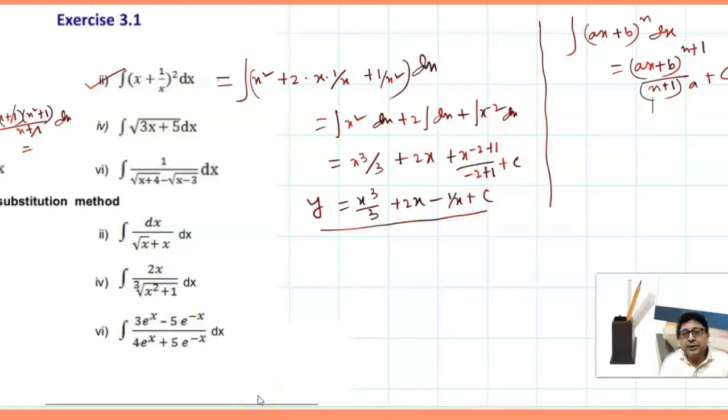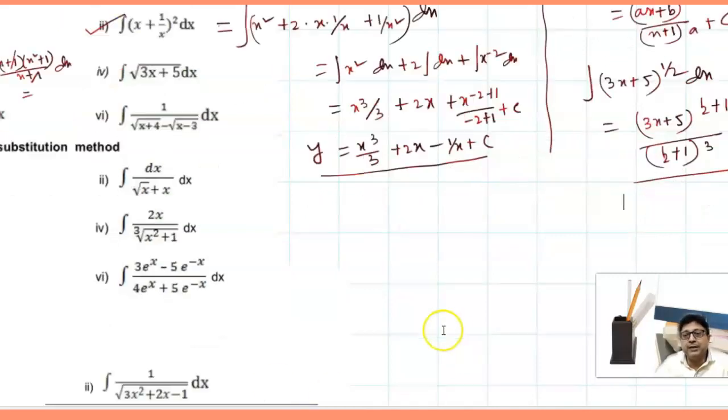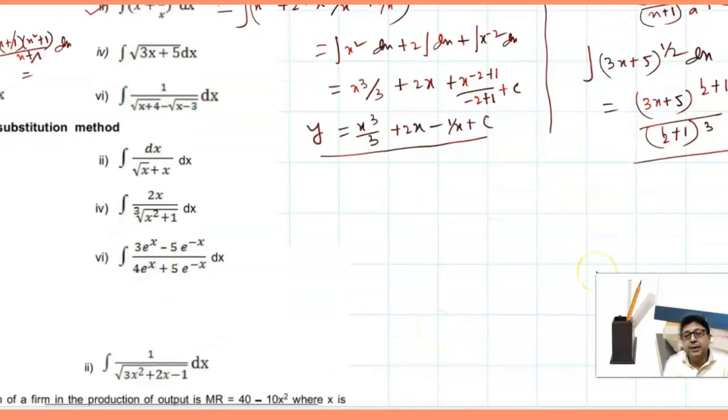So when you are doing the integral of (3x + 5) to the power half dx, the answer is (3x + 5) to the power half plus 1 by (half plus 1) into 3, plus c. So it is finished. But if you want to substitute, then it can also be done by substitution. Just I am showing you how to get this sum by substitution.